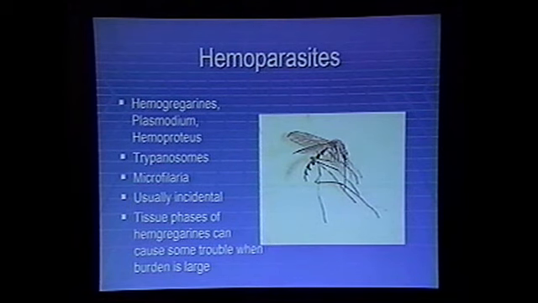Hemoparasites are occasionally seen in reptiles. Plasmodium, Haemoproteus, and hemogregarines are the most common. Trypanosomes and microfilaria are occasionally seen. However, these parasites are usually incidental. The tissue phases of the hemogregarines can cause mild inflammation when the burden is large, and if the parasites are in large numbers in the lung, they can be associated with some respiratory distress.